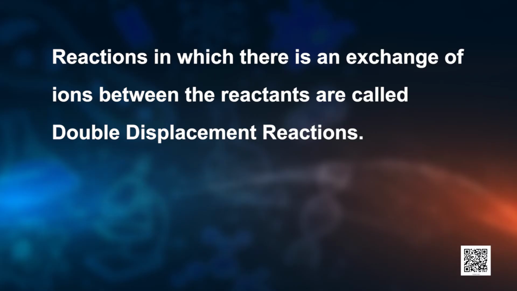Such reactions in which there is exchange of ions between the reactants are called double displacement reactions. Now it's time for a task. Recall the activity where we mix solutions of lead nitrate and potassium iodide. What was the color of the precipitate formed? Can you name the compound precipitated? And also write the balanced chemical equation for that reaction. Was that a double displacement reaction?